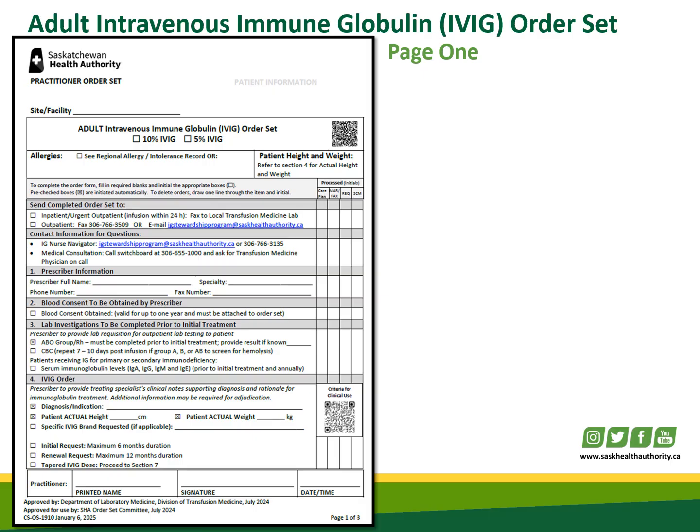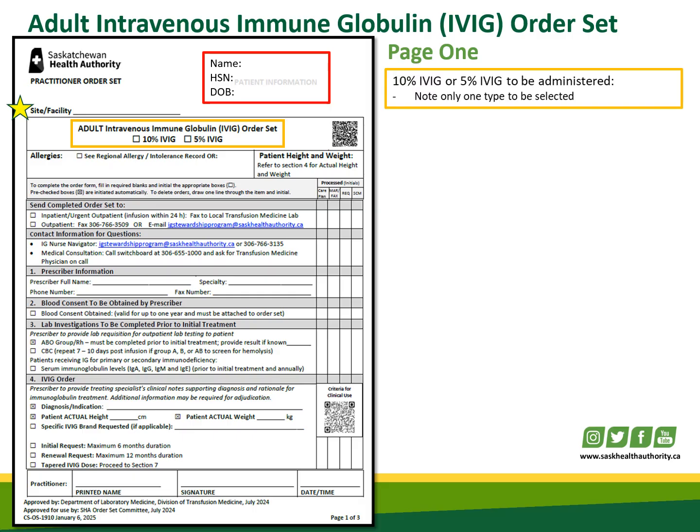So we'll start with reviewing page 1 of the adult IVIG order set. All orders need to have 3 patient identifiers. So there needs to be the patient's full name, their HSN, their date of birth, and then the second thing to fill out there is the site/facility, which is where that patient will be receiving their IVIG. The physician needs to indicate whether they are ordering 10% or 5% IVIG here.